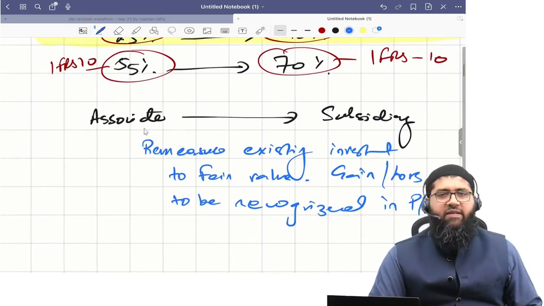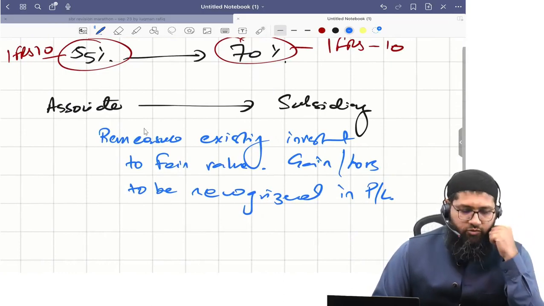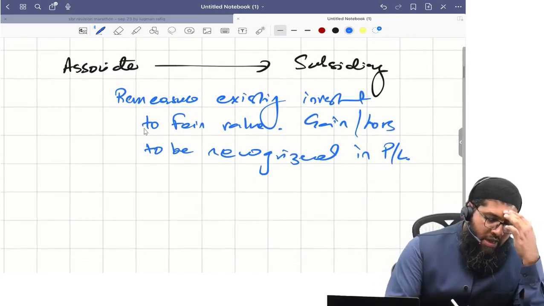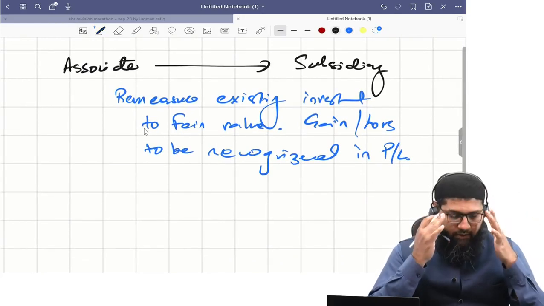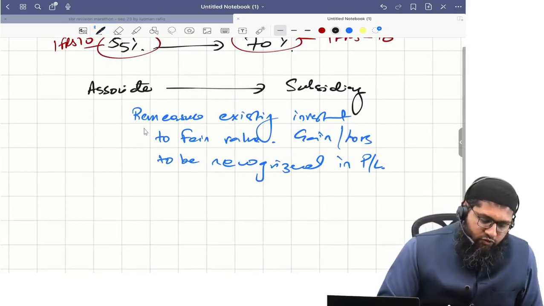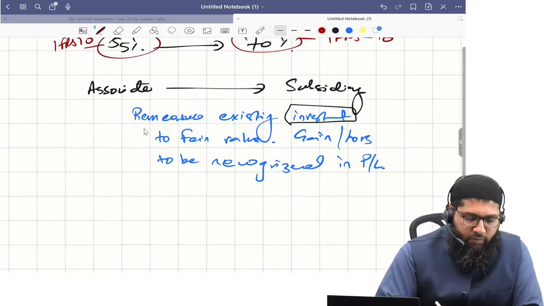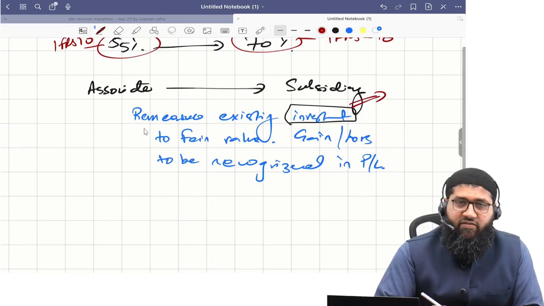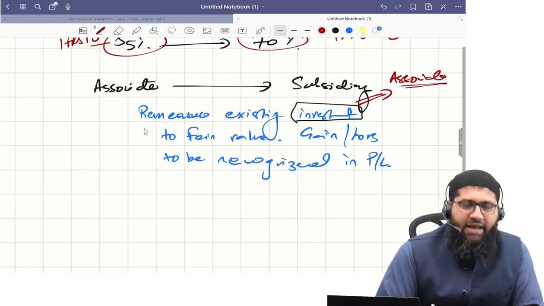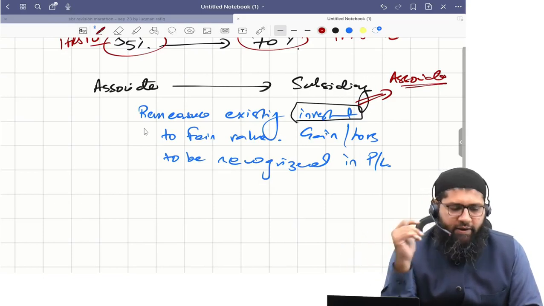So you have to remeasure the existing investment to fair value. Any gain or loss shall be taken to P&L. That's what you would have to do. Now let's talk a bit further about it. The next situation that you need to understand is, I've just told you that for associate to subsidiary, when we talk about the existing investment to fair value, what is the existing investment that we would be remeasuring? It's your investment in associate. So whatever the carrying amount of associate that you have, you would be remeasuring it to fair value. Gain or loss would be taken to P&L.